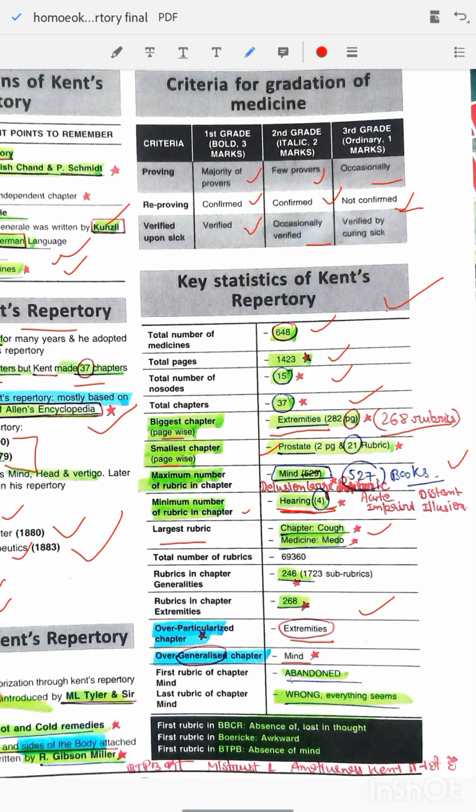First rubric of chapter mind is abundant, very important, very frequently asked in vivas. Last rubric of the chapter mind is wrong, everything seems. If we talk about first rubric in BBCR, you will see absence of lost in thoughts. In Boericke you will find awkward, and in BTPB you will find absence of mind. It is very important. In BTPB you will find mistrust and amativeness, which you will not find in Kent. Okay.